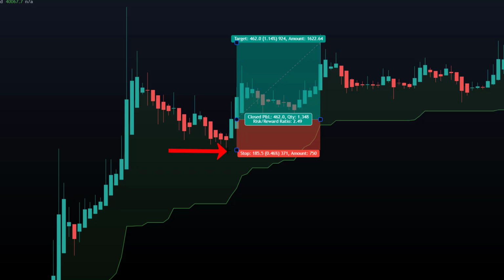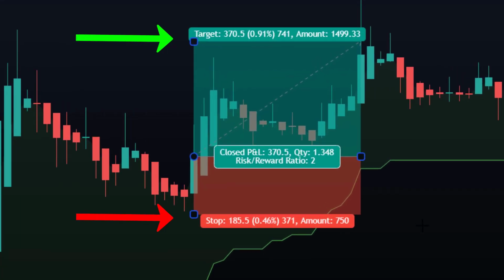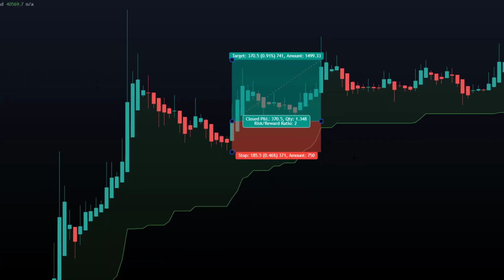The stop loss of this buy position I place below the red Heikin Ashi candles. The take profit target I then place twice as high. You can see in this tool that I get a risk reward ratio of 2. This means that my take profit target is twice as high as my stop loss. We always want to earn more than we want to lose.